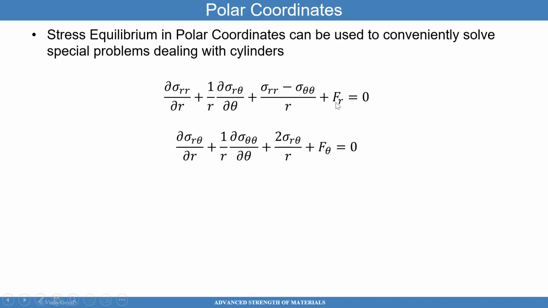Here, Fr is a body force in the radial direction. F theta is the body force in the tangential direction of the cylinder, for example. Sigma RR is the stress along the radial direction of that cylinder. Sigma theta theta is a stress tangential to the cylinder, so it's tangent to the cylinder, while sigma r theta is the angle change between the r coordinate and the theta coordinate.